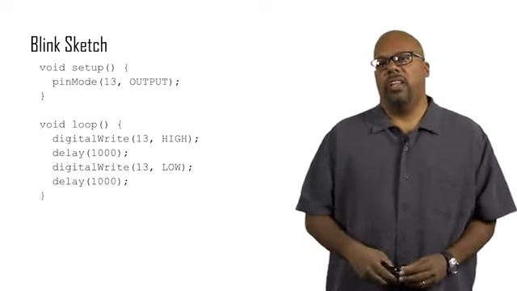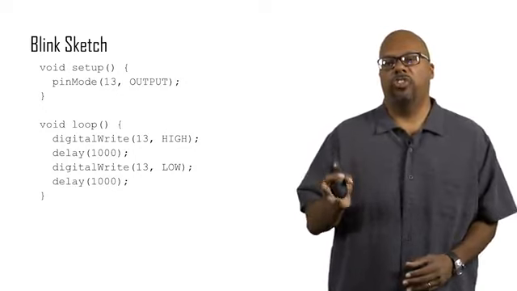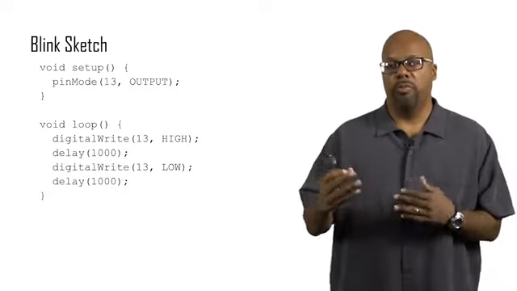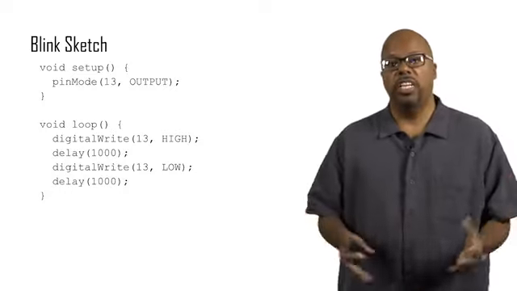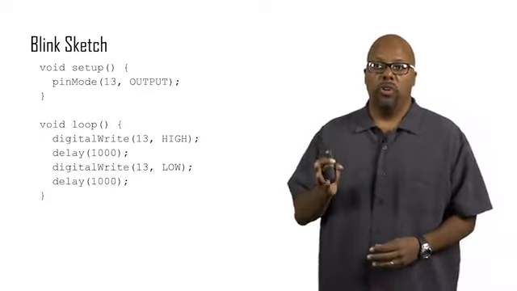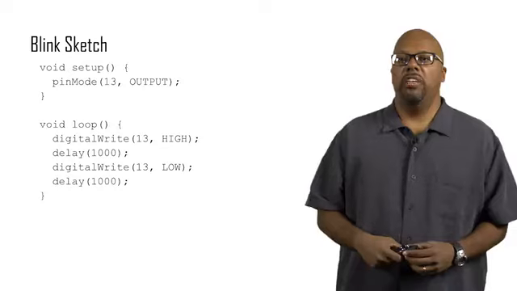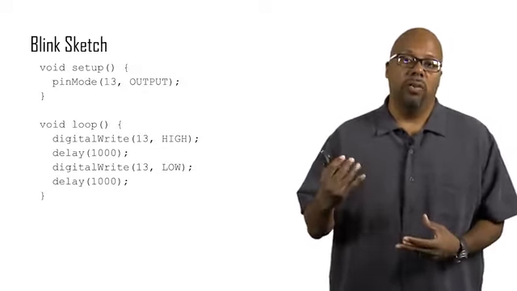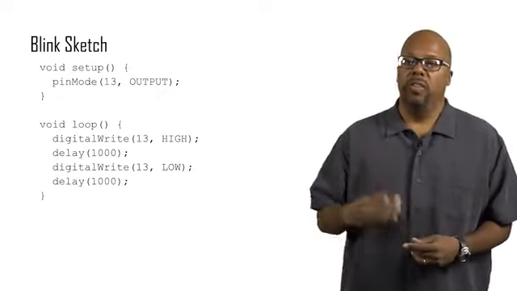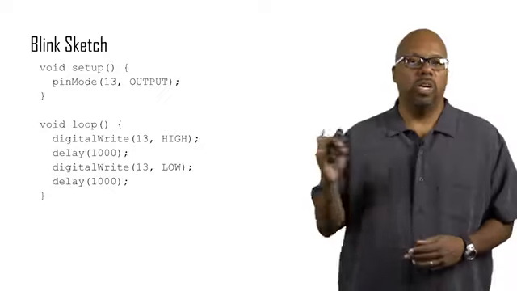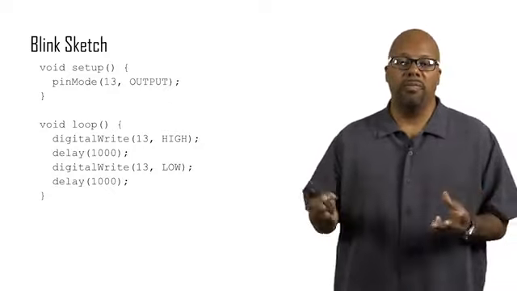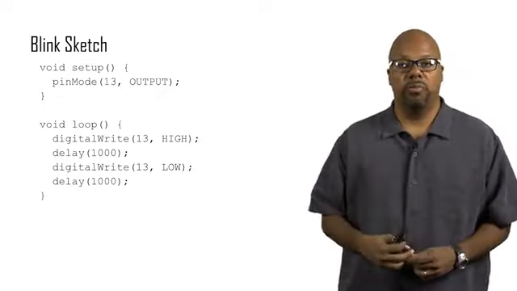Now the sketch. If we look at the outline of the sketch, we have two functions, void setup and void loop, which are the two functions that you need in every Arduino sketch. In the setup, all we do is say pinMode 13 OUTPUT. We take pin 13, which is the one we want to change because it's connected to the LED, and make it an output because we want to assign the voltages on that pin. You do that in the setup because you only need to do it once, right at the beginning of the program.